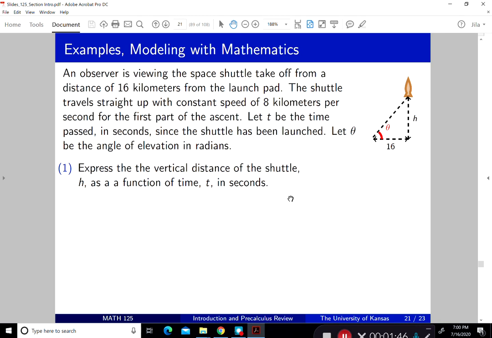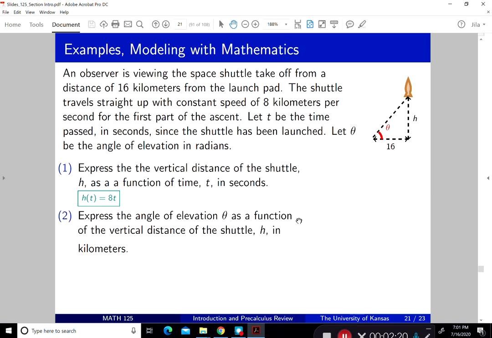So the first part of the question is: express the vertical distance of the shuttle h as a function of time t in seconds. The constant speed is 8 kilometers per second, and that means the height is going to be the constant speed times time passed, because it starts at height equal to 0 and goes up. Now, the second question: express the angle of elevation theta as a function of vertical distance of the shuttle h in kilometers.